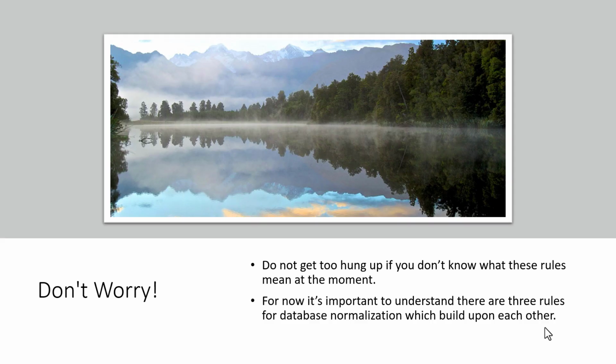So overall, do not worry about some of these complicated words or the fact that there are three rules that you'll have to remember, in what order they apply, and whether you have to apply things in the exact order. I don't want you to get hung up on what the rules mean at the moment. For now, it's just important to understand there are three rules for database normalization and that they build up on each other. And once you start to use them and practice them, it's like riding a bike, really.